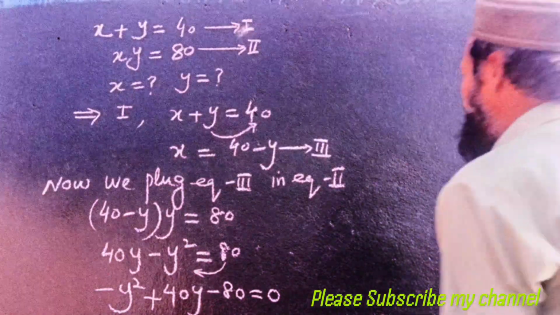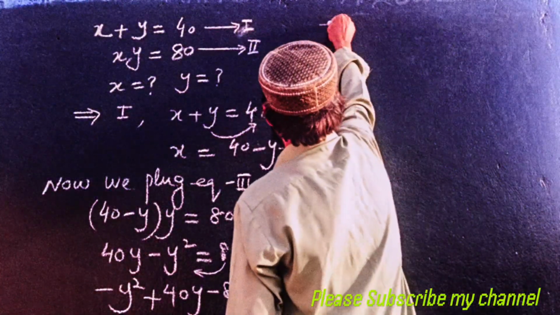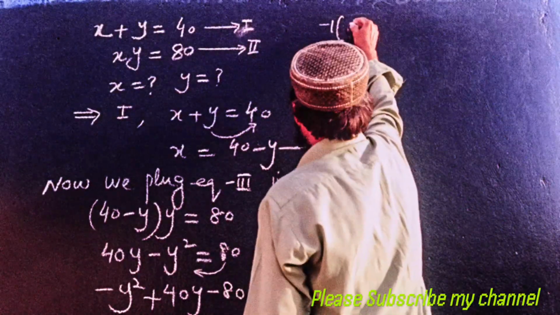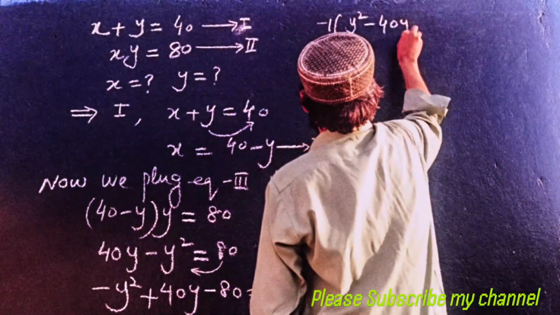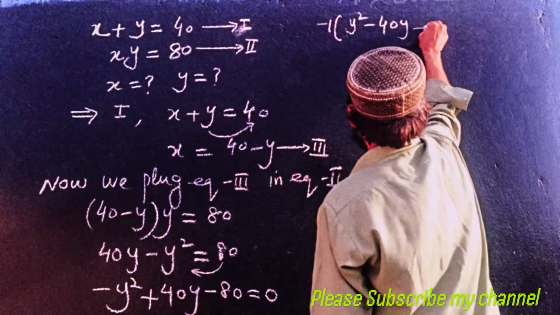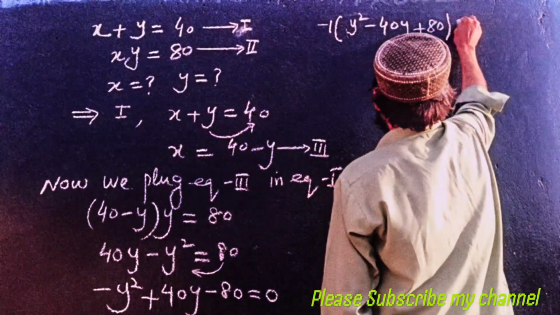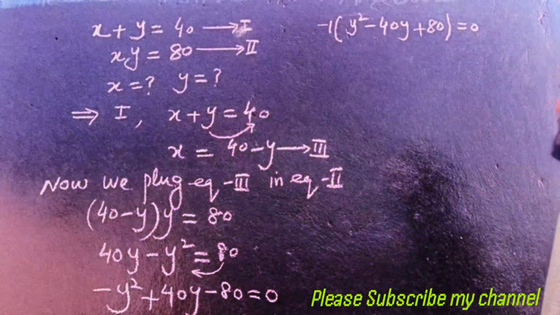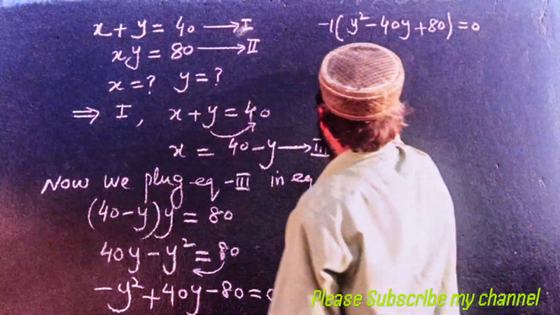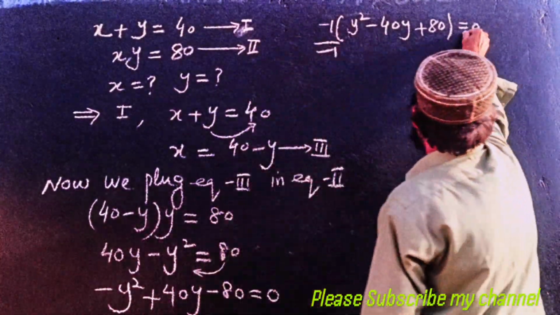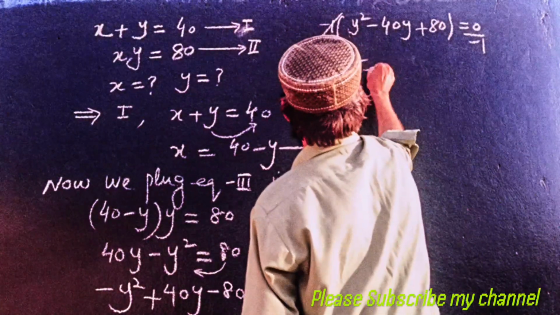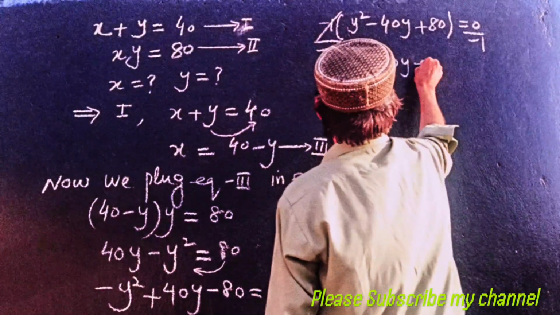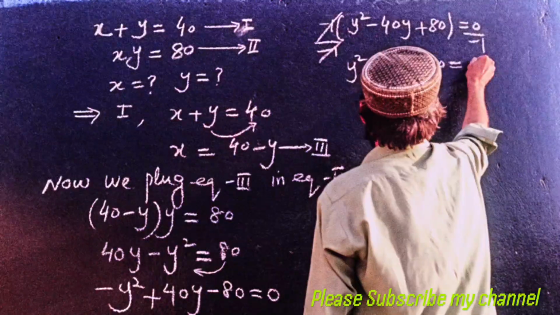Now taking common, minus 1 is common, y square minus 40y plus 80 is equal to 0. Now dividing both sides by minus 1, on each side minus 1 and minus 1 cancel, and we get y square minus 40y plus 80 is equal to 0.